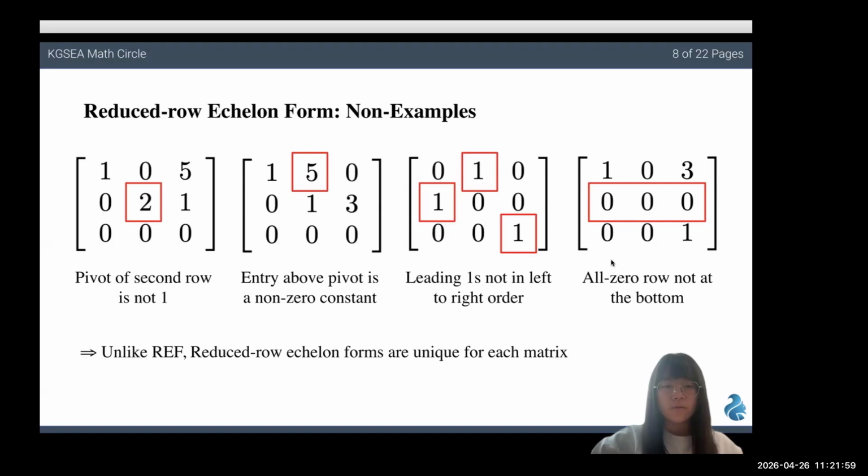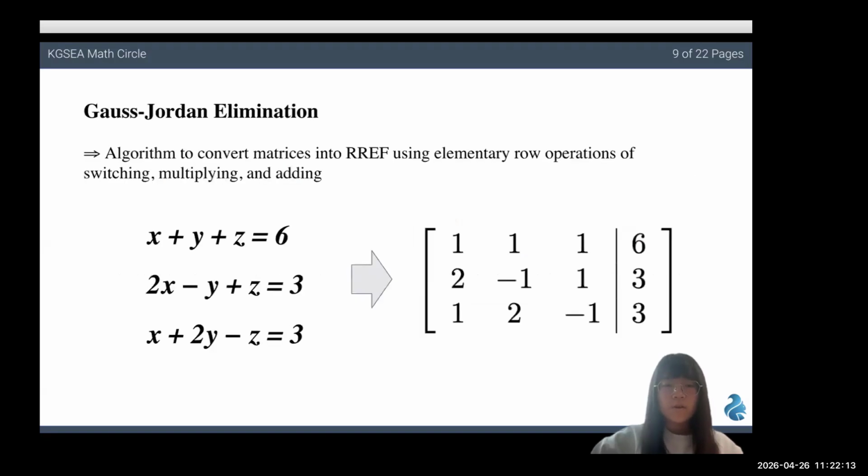Unlike row echelon forms, reduced row echelon forms are unique to each matrix. Regardless of the process you choose, you'll always arrive at the same RREF if you start from the same matrix. To determine the RREF of a given matrix, we must go through a process called Gauss-Jordan elimination, which is an algorithm to create RREF matrices using elementary row operations of switching, multiplying, and adding that I explained before.